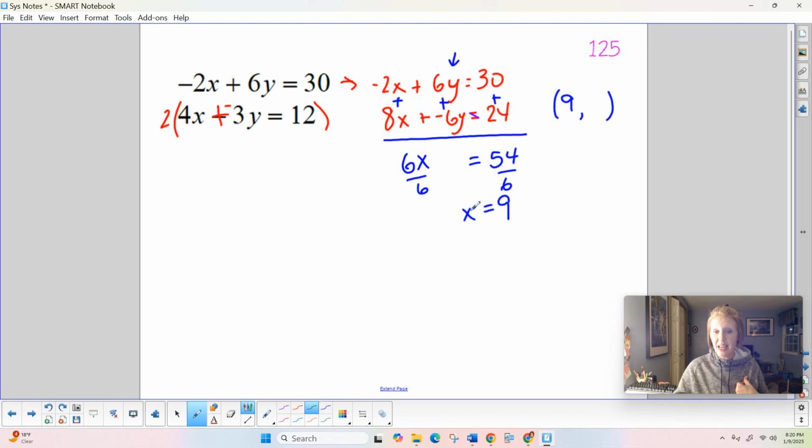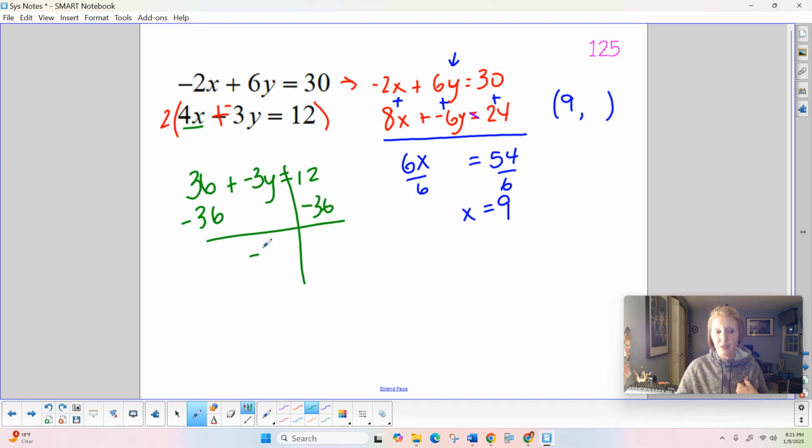Now I'm going to take that 9 and plug it back into one of these equations. I'm actually going to go with that bottom equation. 4 times 9 is 36, so I'm going to just write that right away, plus the negative 3y equals 12. And now my quick little two-step balancing problem: I'm going to subtract 36 from both sides, and so I get negative 3y equals negative 24. Again, use your calculator to help, and then divide both sides by that negative 3, and I get y equals 8.